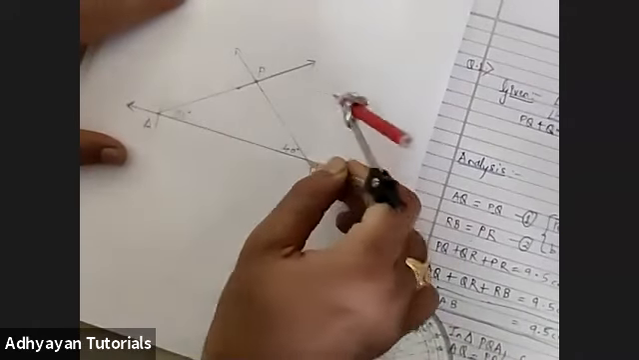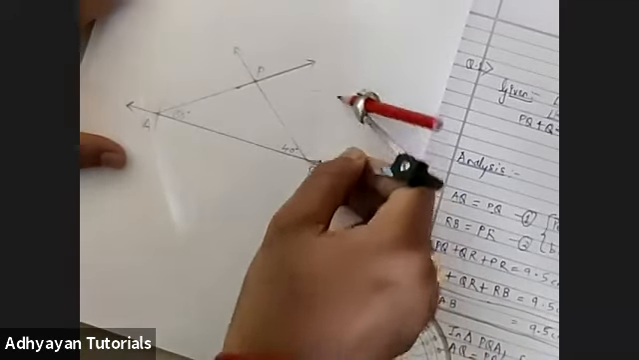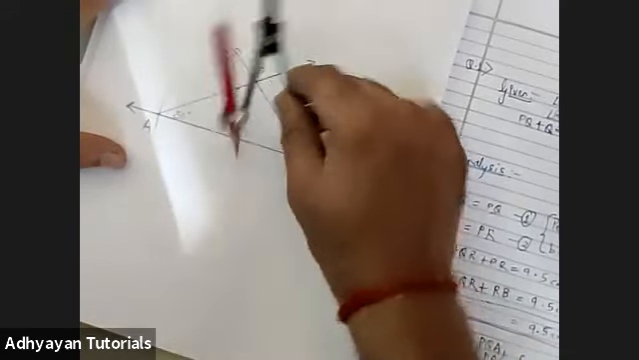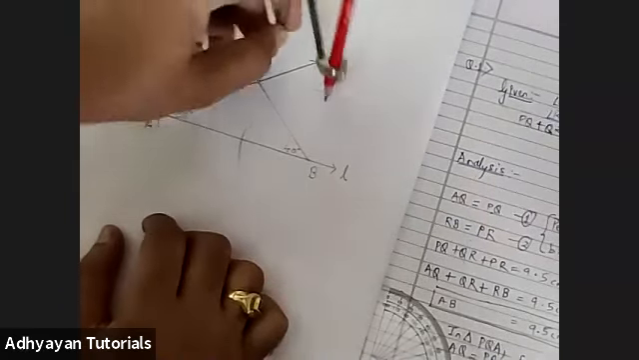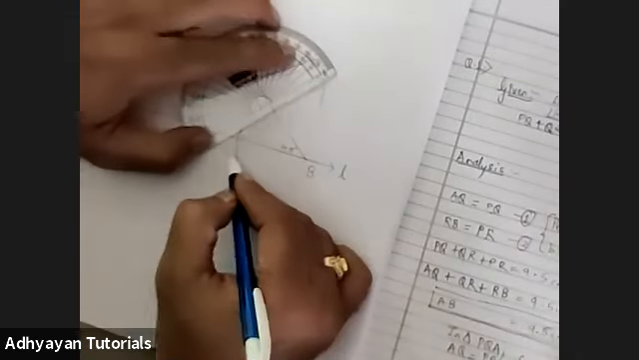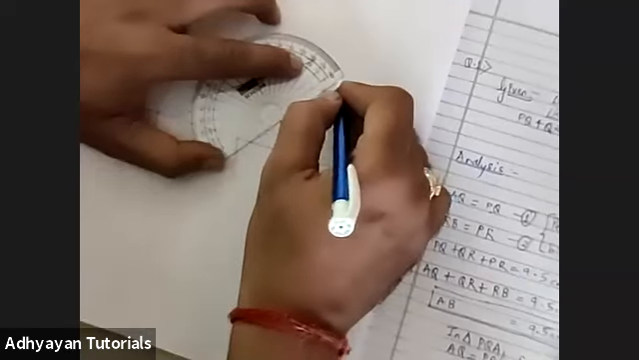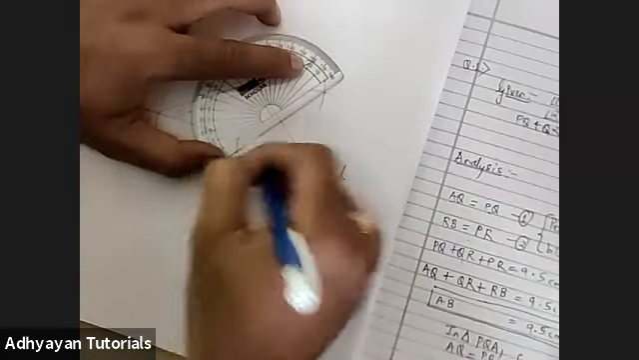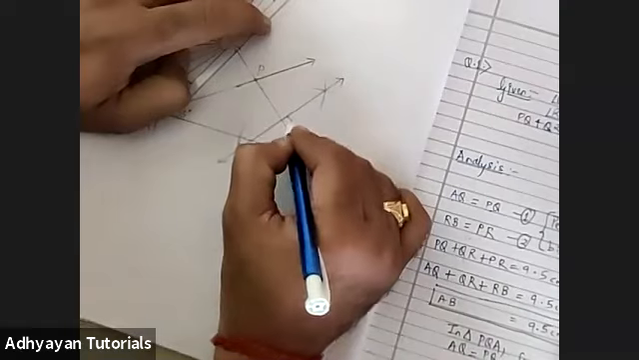So we placed the pointer here and drew an arc. Now with the same measure, sorry, I haven't drawn a line here beneath this line. So I've drawn two arcs, one above the line and the other below the line, on either side of the line. Once I've got those points, I'll just connect this point and this point right here. Right? So I've got a perpendicular.